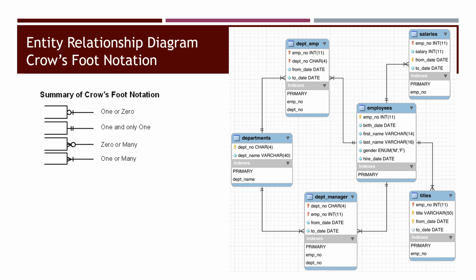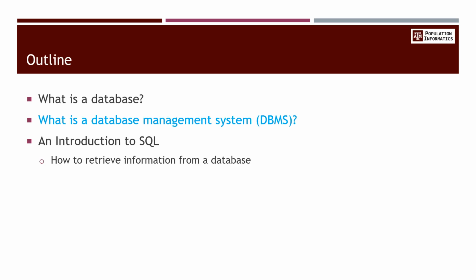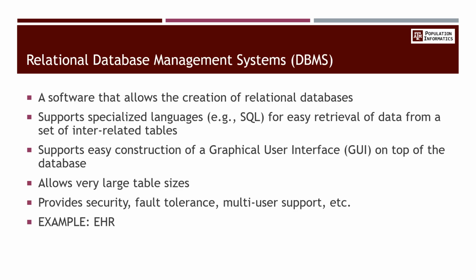In an EHR, one-to-many relationships are seen in the patient-to-visit tables. One patient has many visits. So what is a database management system? A relational database management system is a software that allows the creation of a relational database. It supports specialized languages, typically SQL, for easy retrieval of data from a set of interrelated tables.